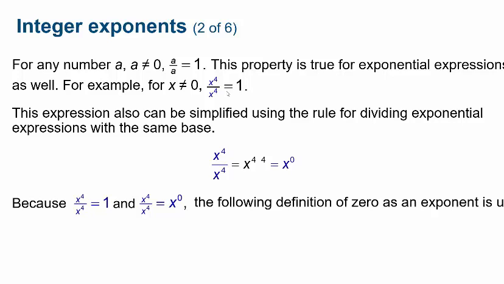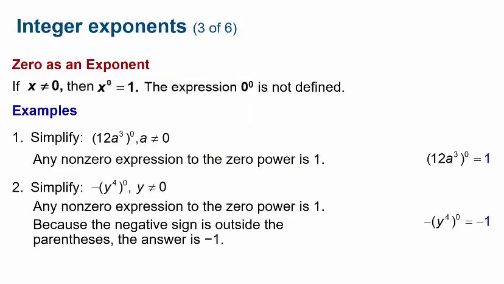Because x to the fourth divided by x to the fourth is equal to 1, and also equal to x to the 0, the following definition of 0 as an exponent is used. Anything raised to the 0 power is equal to 1. As long as x is not equal to 0 itself, x raised to the 0 power is always equal to 1, no matter what the number is. Note that the expression 0 raised to the 0 power is not defined.